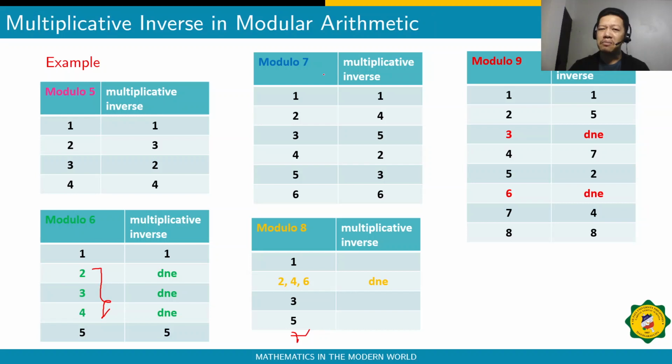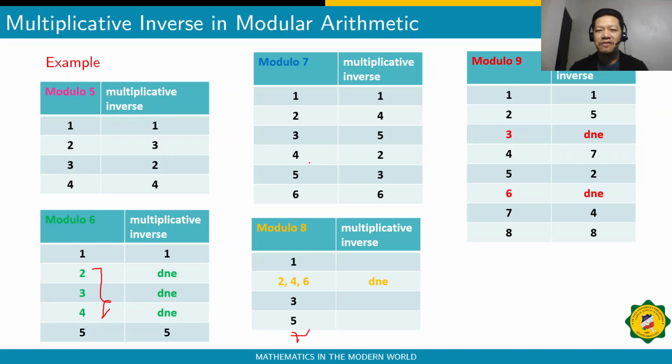How about modulo 7? The multiplicative inverse of 1 is 1. The multiplicative inverse of 2 is 4. Why? Because 2 times 4 gives you 8, and if you divide that 8 by 7, there will be a remainder of 1. And how about 3? The inverse is 5, because 3 times 5 gives you 15, and if you divide 15 by 7, the remainder is 1.